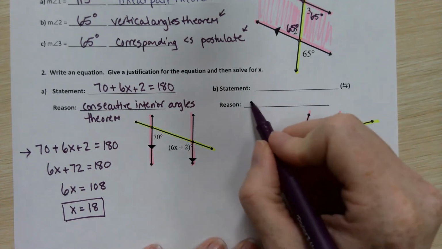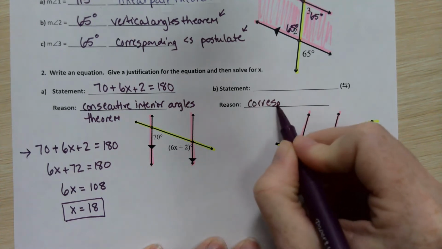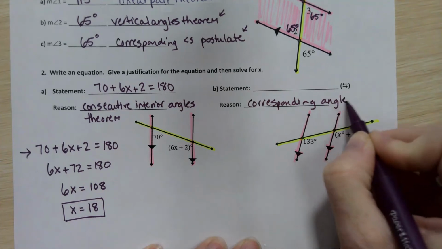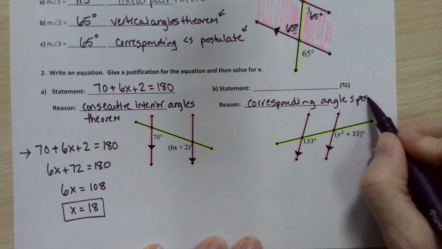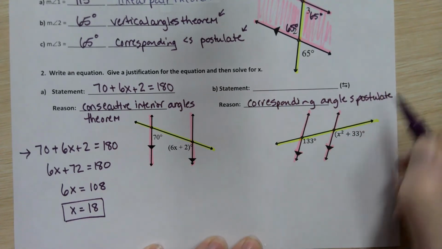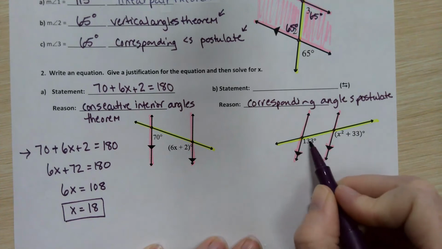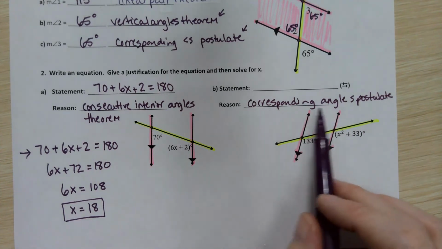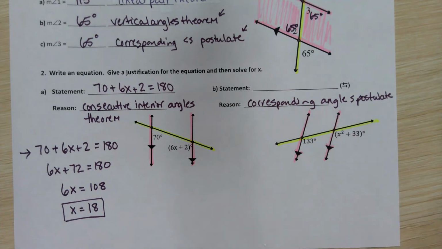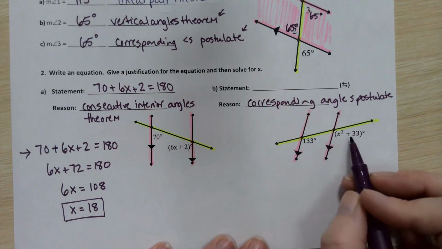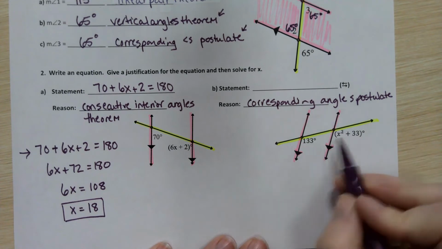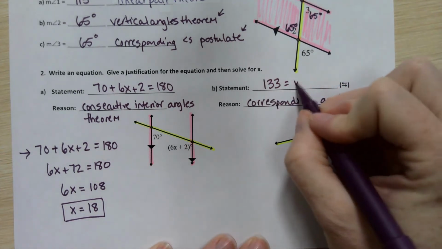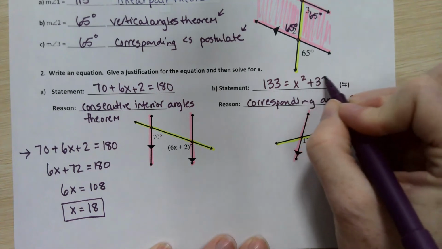Those then are going to be corresponding angles. They're both in that kind of bottom right section of their little angle group. Bottom right. So they're in corresponding locations. So the corresponding angles postulate will be my reason. That reason tells me that these angles are equal. They're congruent. So my statement will be that 133 is equal to x squared plus 33.